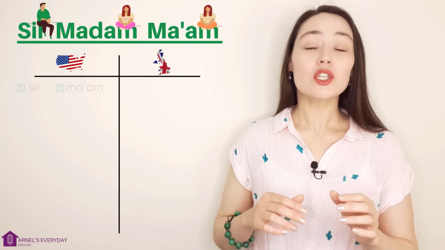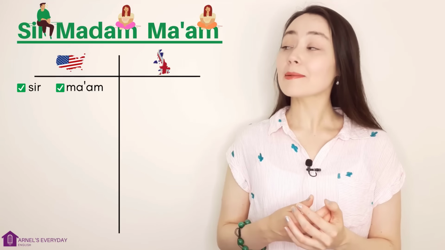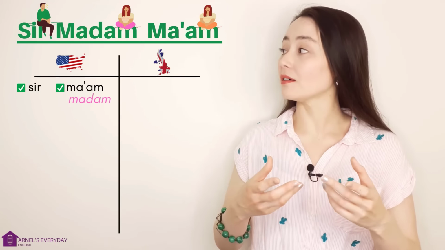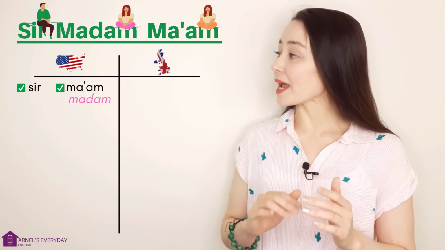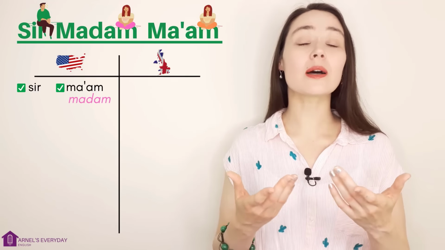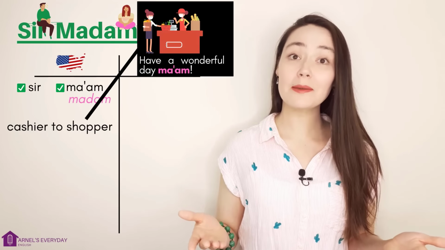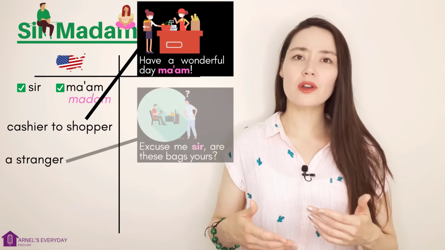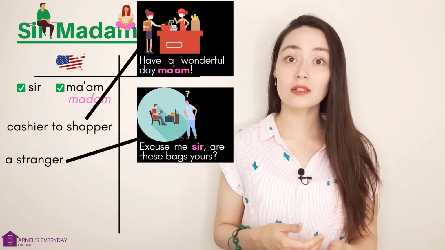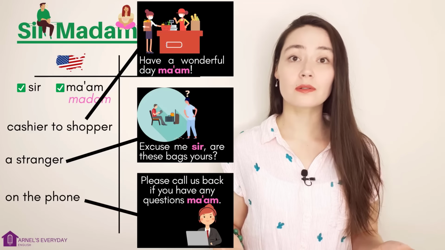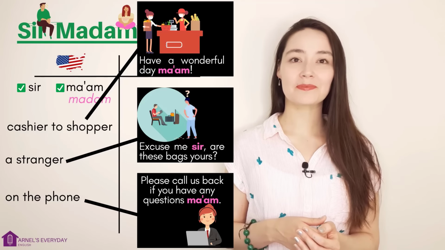In the US, using sir and ma'am day-to-day is very common. Ma'am is a contracted form of madam, but nobody says madam. Sir and ma'am is used to be polite with someone you don't know. Cashier to shopper: Have a wonderful day, ma'am. Someone you don't know on the street: Excuse me, sir, are these bags yours? Or on the phone: Please call us back if you have any questions, ma'am.